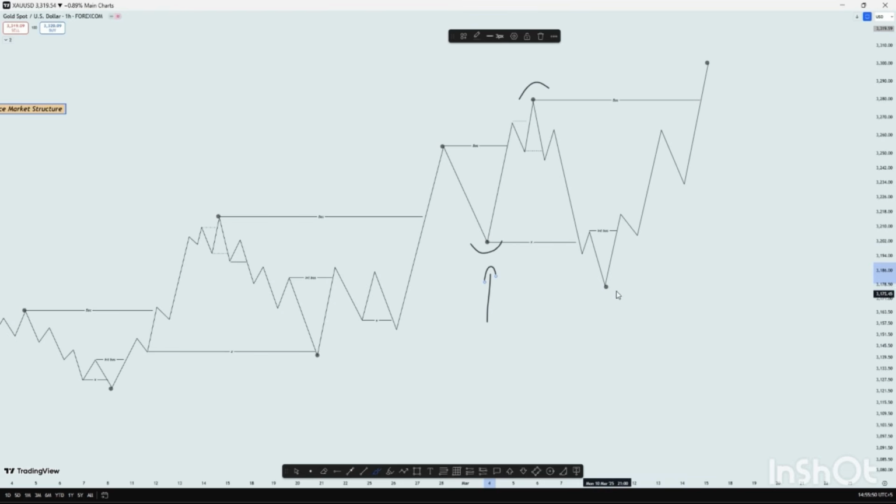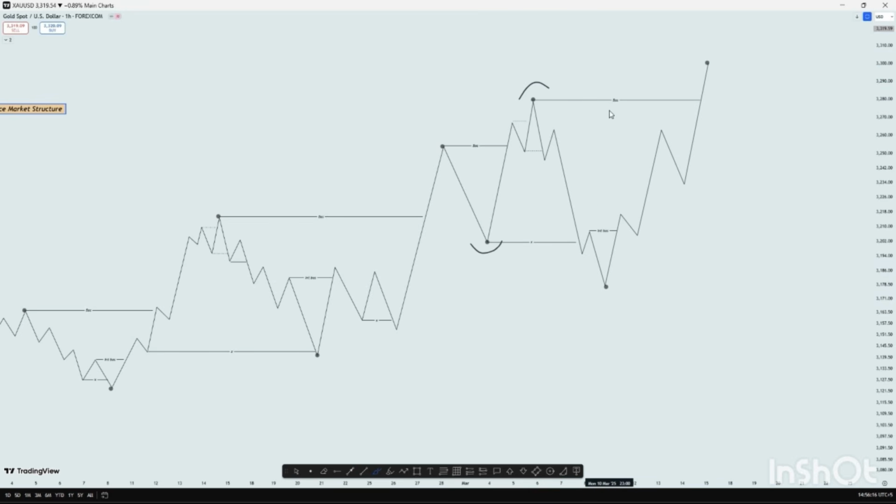Now in this case, how will we know that this is just a sweep? This is not a structure break, this is not a structure shift. In that case, as soon as it sweeps, we will immediately see an internal structure break. As soon as we can see the internal structure break, you can easily identify that this was just a liquidity sweep and we have a new strong low. And now market will target the next weak high.